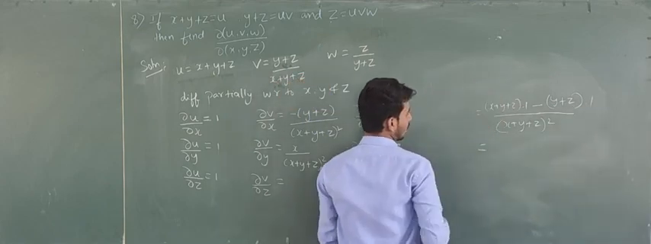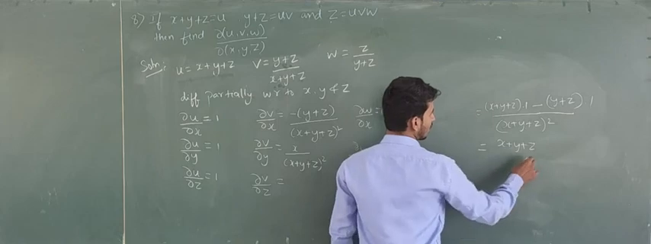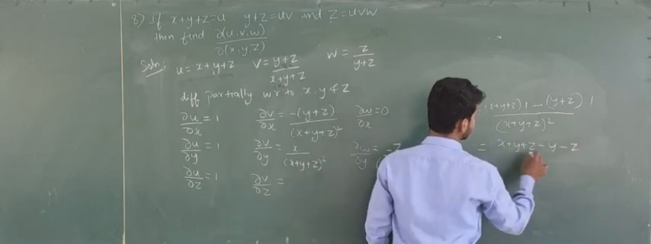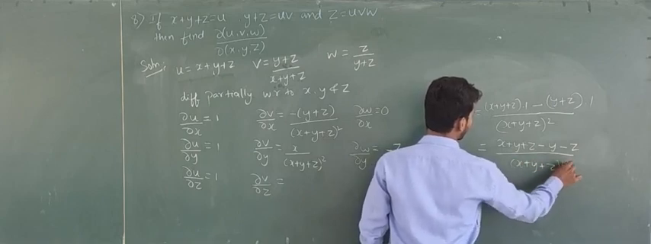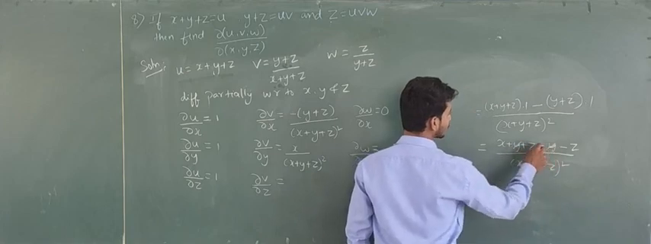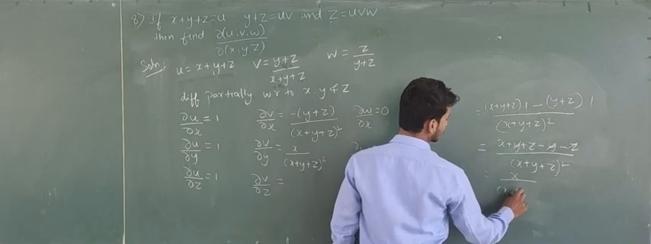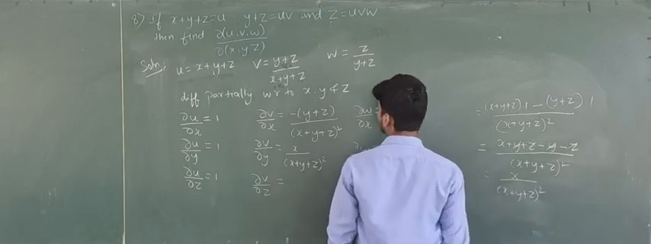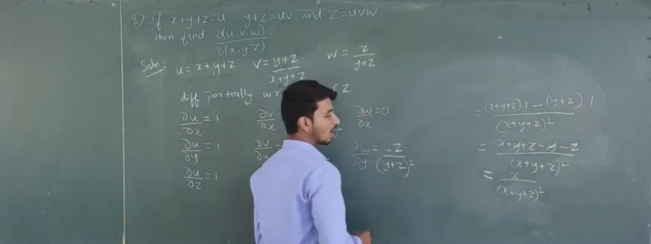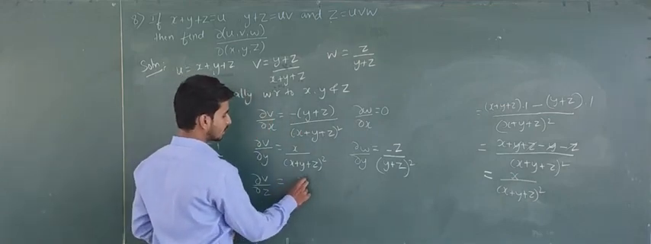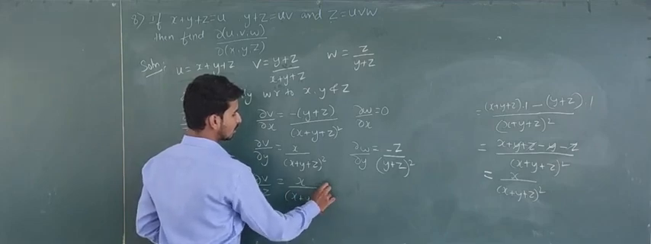The remaining terms are x plus y plus z minus y minus z, over x plus y plus z whole square. Here plus y minus y get cancelled, plus z minus z cancels. The remaining is x divided by x plus y plus z whole square. That can be written as x divided by x plus y plus z whole square.